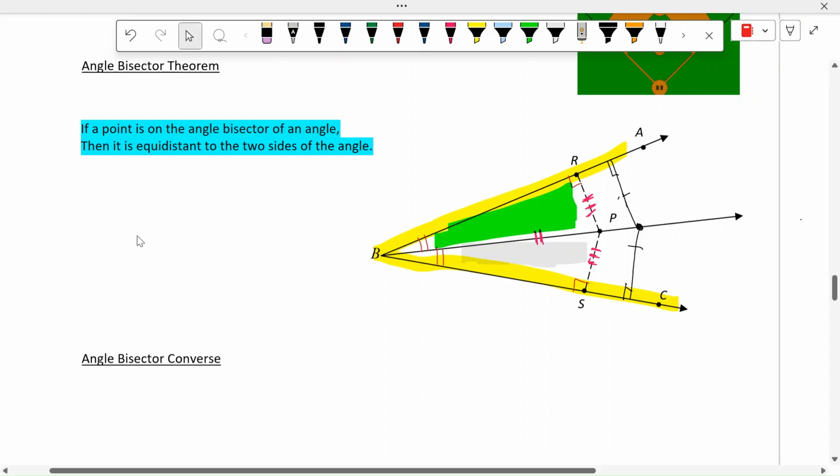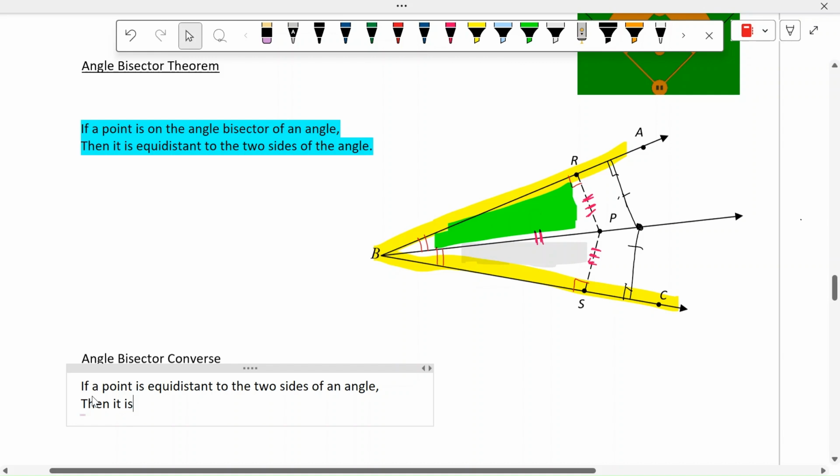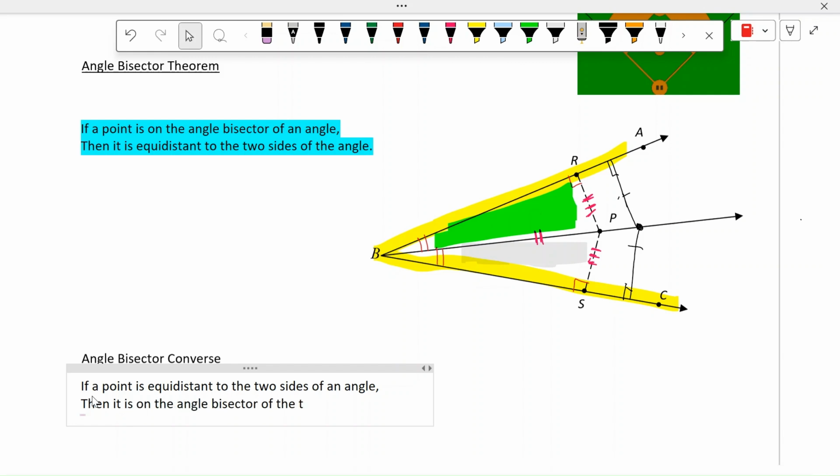Notice we have another converse. So can you anticipate what the converse is going to look like, knowing this is the theorem? What would the converse be? How about if a point is equidistant to the two sides of an angle, then it is on the angle bisector of the triangle.